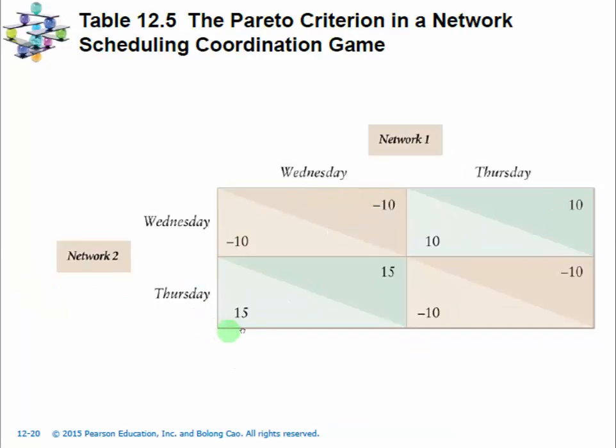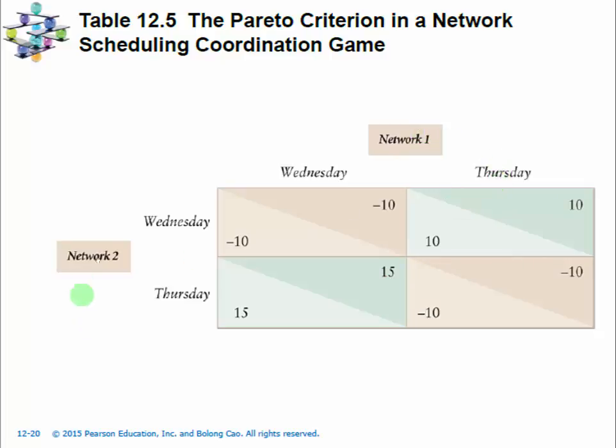Another situation is that, what if, yes, there are two Nash equilibria, but there's one Nash equilibrium that is better than the other. Here, if network 1 schedules it on Wednesday and network 2 schedules it on Thursday, both of them get 15 instead of 10 if they schedule in reverse order.